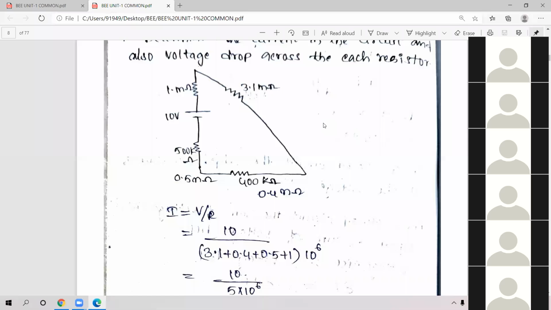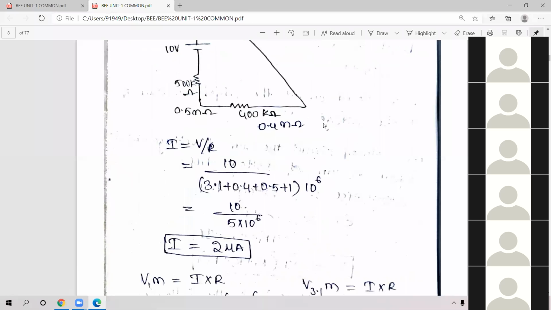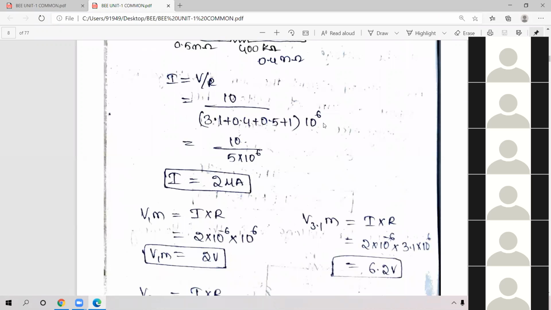That is 3.1 plus 0.4 plus 0.5 plus 1, into 10 power of 6. I will get 5. The value is 5 into 10 power of 6. 10 by 5 is 2. When 10 power of 6 shifts to the numerator, it becomes 10 power of minus 6. So that is 2 micro amperes, not milli. It is mu, which means 10 power of minus 6.